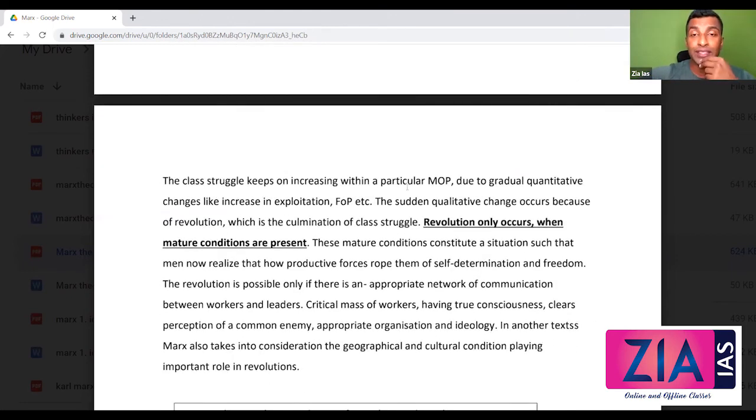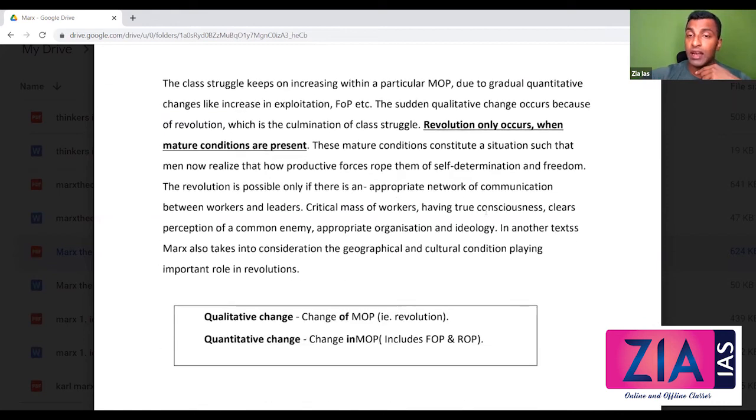The class struggle keeps on increasing within a particular mode of production. Okay, you can read that. Revolution only occurs when the mature conditions are present. So there are some conditions: a critical mass of workers having true consciousness, a clear perception of the enemy. All these are situations which are required for the revolution to happen, along with appropriate organization and ideology. In another text, he is also referring to geographical and cultural conditions playing an important role in revolution. But for Marx, the fundamental reason is this, whatever we discussed here.